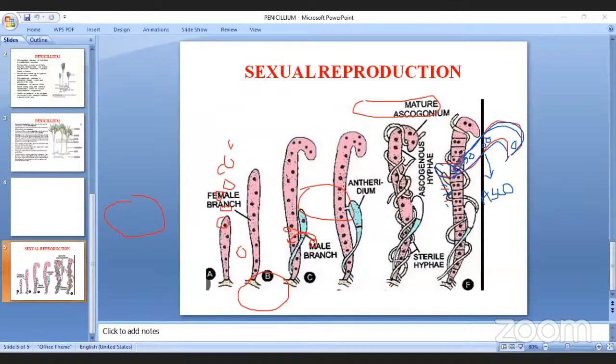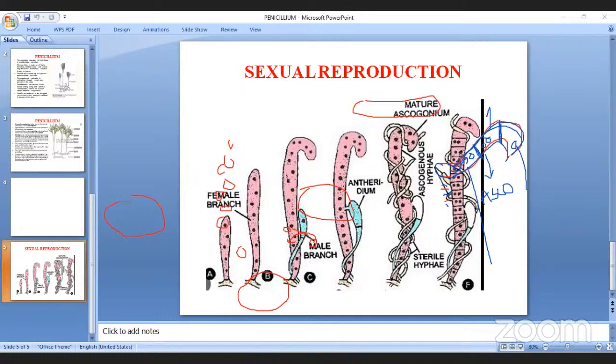After formation of the four nuclei, septa formed. Two septa formed in the ascogenous filament, which divide one apical nucleus, one basal nucleus, and the middle ones. As a result, three cells are formed. After formation of septa, the ascogenous filament formed as a three-celled structure: 1, 2, and 3. The first one is called the basal cell. This is called the apical cell.